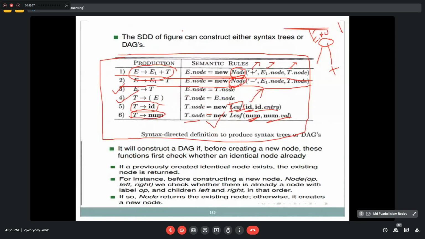So at the time of constructing a DAG, directed acyclic graph, before creating a new node, you need to check whether that node already exists. If it already exists, just return that node. If it does not exist, that means you need to create that node. Got my point? Now it is clear? Yes, sir. So if you simply create a node anyway, marks will be deducted. If that node is not present, that time you need to create the node. Got it, everyone? Now, got it? Yes, sir.